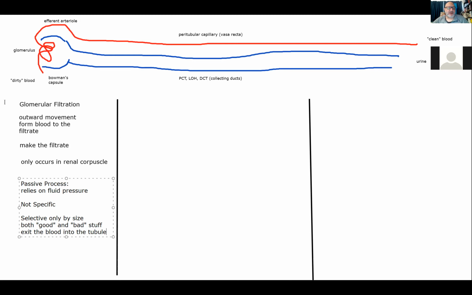And this absolutely positively is step one in the process. The first thing that happens is this glomerular filtration. All right. Questions on that? All right, excellent. So then let's talk about the second step in this process. Second step in this process is what we call tubular reabsorption.